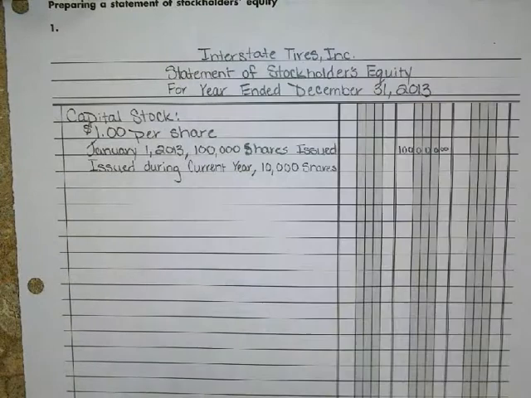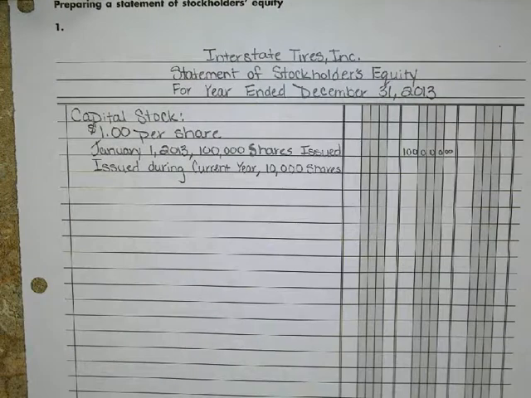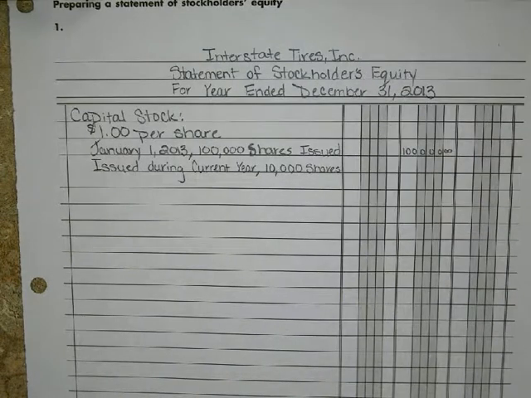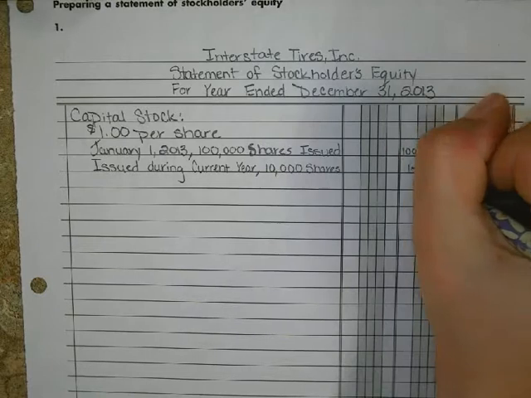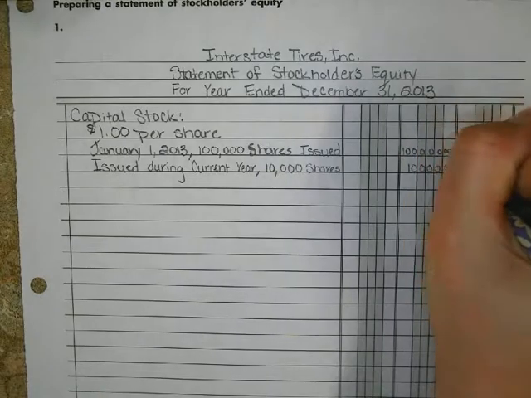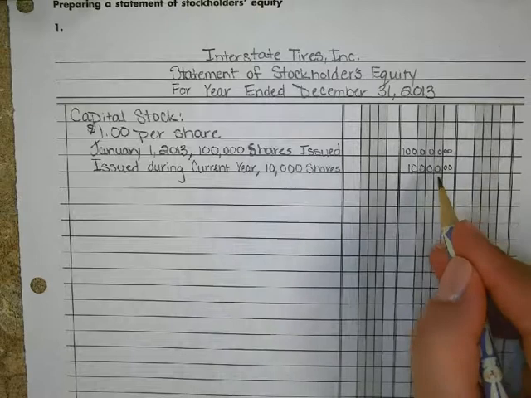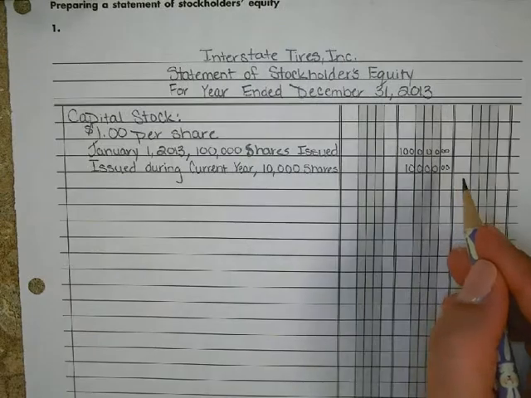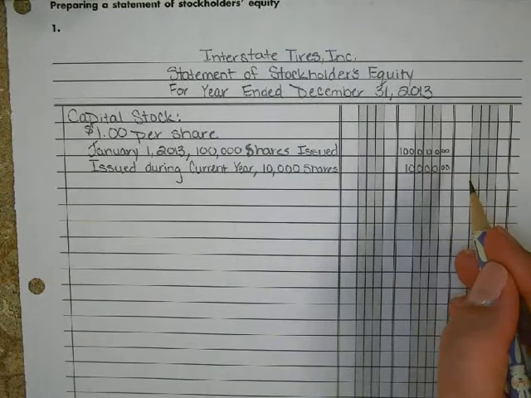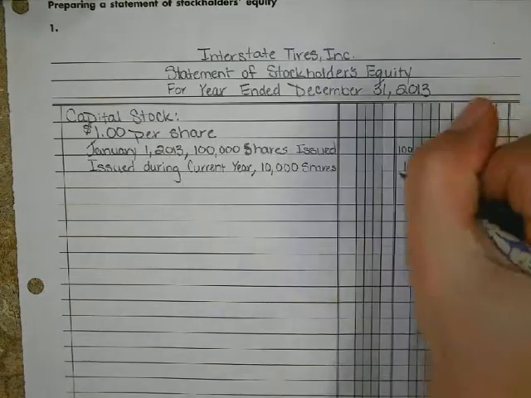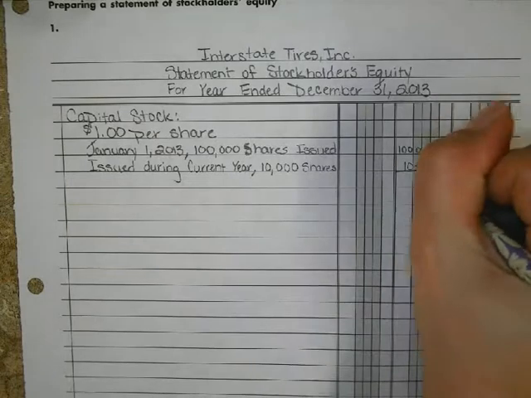How much are those worth then? They're still $1 per share, so how much are they altogether? $10,000. Again, easy math. We issued 10,000 more shares at $1 per share, so we issued $10,000 more worth of shares. Okay. Now what do we do? We need to add them together. What is that number going to be labeled?